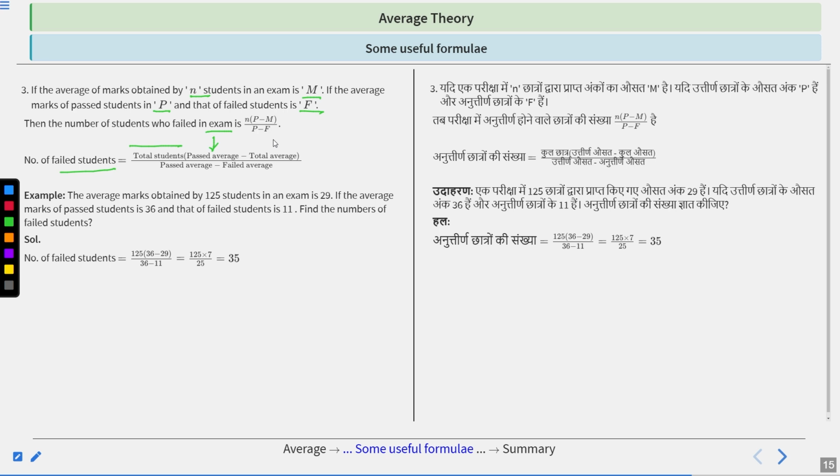So the number of failed students will become, or we can write it as, total students multiplied by (passed average of the students minus total average of the students) upon (passed average of the students minus failed average of the students). Then we get the number of failed students.